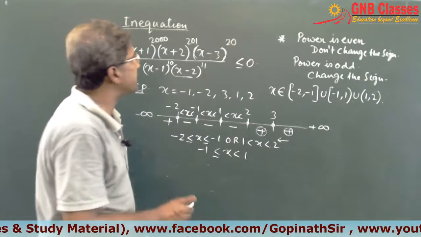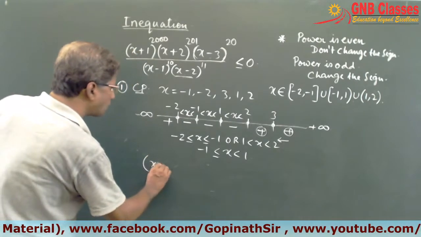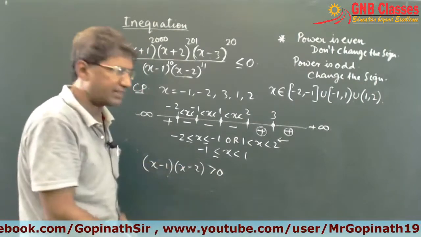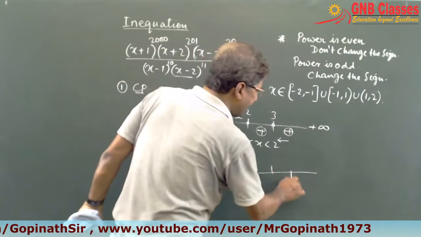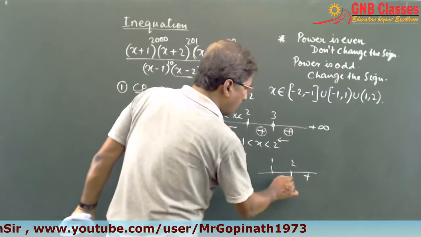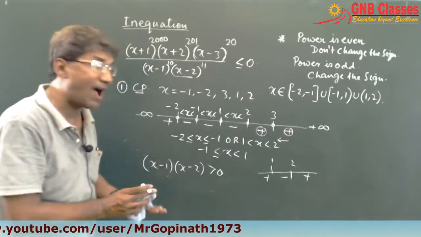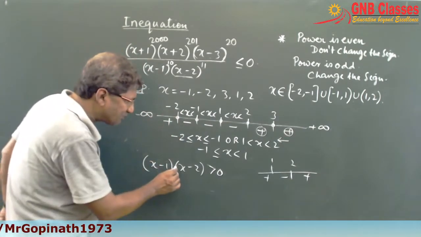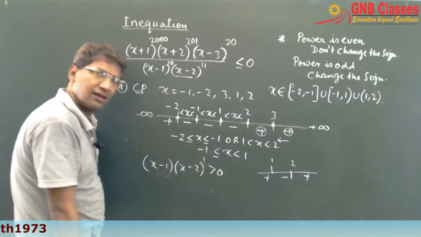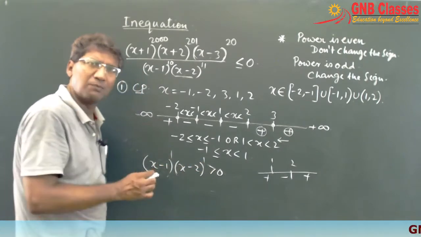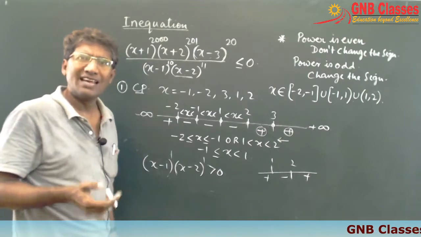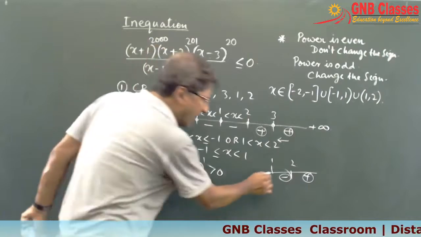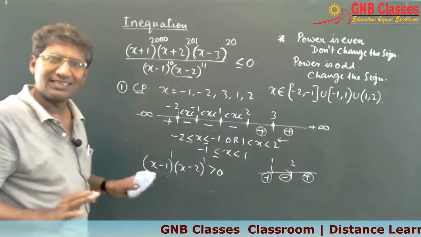Now you can ask me one question. Then sir, why have you taught us in this way? Whenever these factors are there, you find out the critical points and then you do what? I taught you, give a plus, then minus, then plus, and this thing goes on. Why did I teach you that way? Listen carefully, look carefully. Here, what is the power of x minus 2? 1. What is the power here? 1. It means powers are odd. What does odd mean? Change the sign. For this I started with a plus sign and then gave a negative sign. Then I gave a positive sign and this thing goes on. Is it clear to all of you?